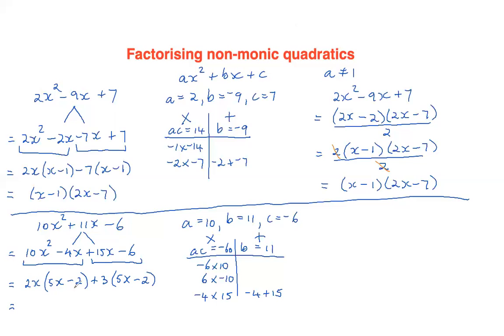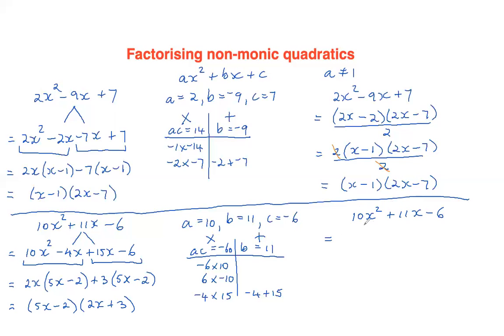So now looking at these two terms, our common factor is 5x minus 2. And then what we'll have in the other bracket is what's left, the 2x plus 3. There we go, the quadratic is factorised. Now just to demonstrate the other method again, I'll just write the starting quadratic here again.